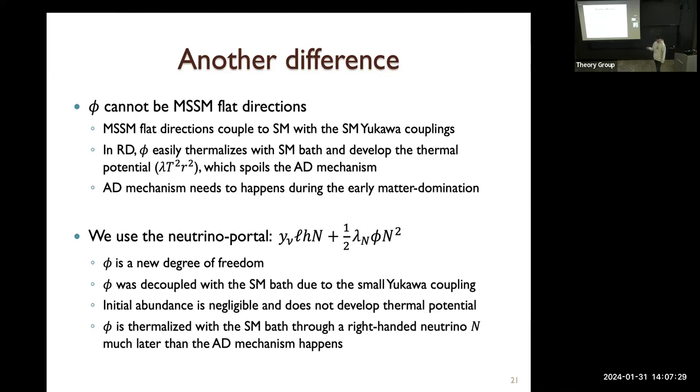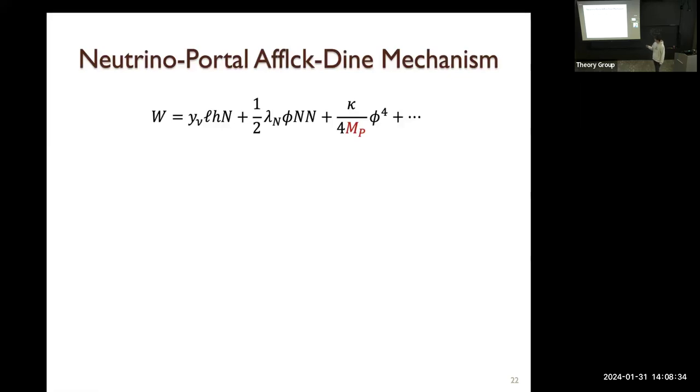Is this supposed to be another source of mass, or the sterile neutrino mass? This is the sterile neutrino. When phi gets a large vev, you get that later, and that's the source of the neutrino mass, this term. I see. But different from leptogenesis, I assume that it's small or smallish, because if not, the Yukawa can be larger, right? So our y_nu is even smaller. This is not for the baryogenesis, but just to match the observed active neutrino mass. And of course, we assume that after phi gets a vev, it's also at the weak scale. Yeah, right. And this phi can be thermalized with the standard model plasma through the right-handed neutrino much later than when this AD mechanism happens. Okay, so let me talk about this neutrino portal Affleck-Dine mechanism.